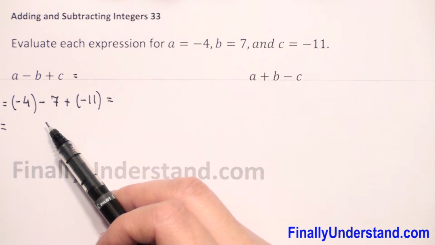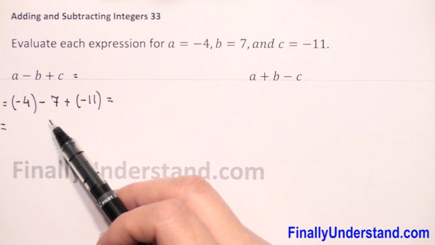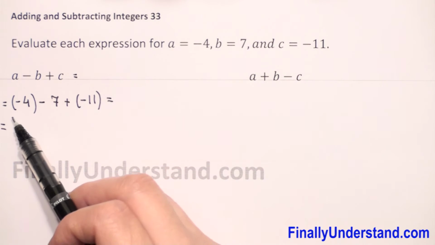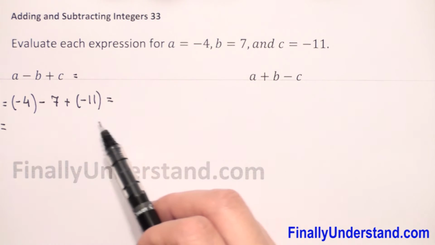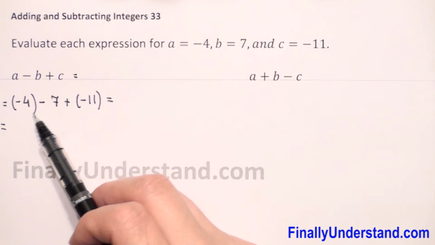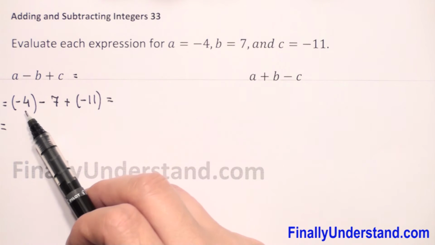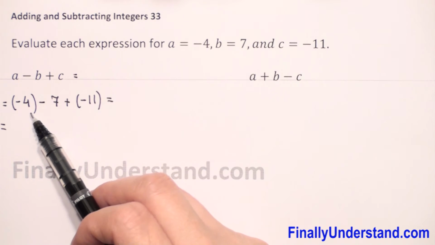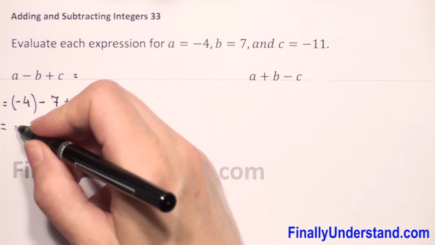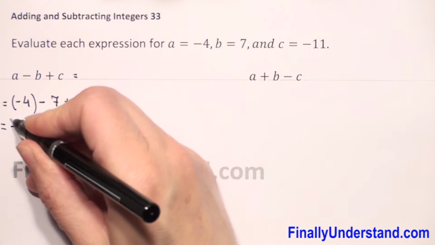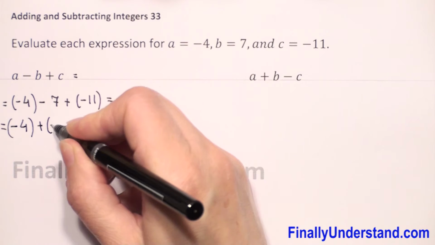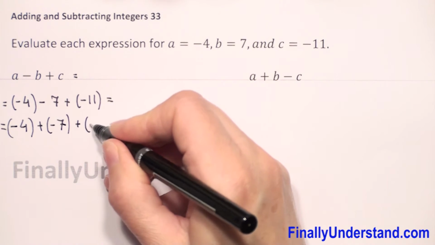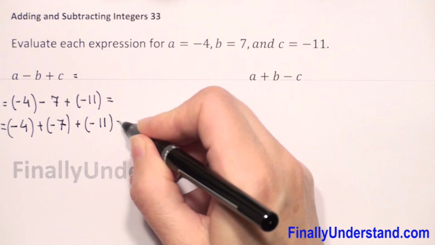Now we have to use order of operations. We know that when we have subtraction and addition, we start from the left side and go to the right. We have -4 minus 7 first. So I can rewrite this as -4 plus -7. So we have -4 plus -7, and the rest we can copy. Negative plus -11. This is equal.